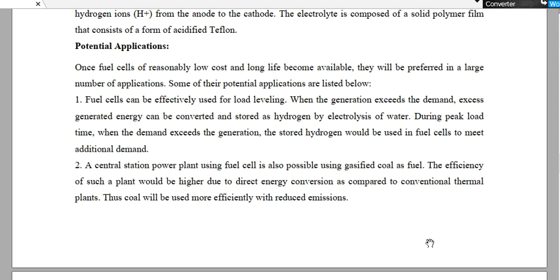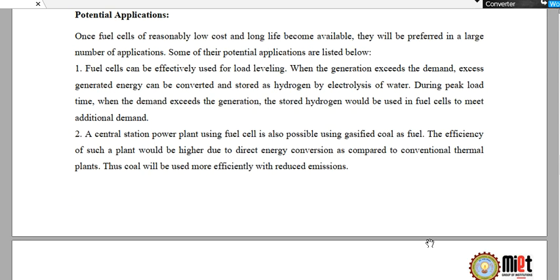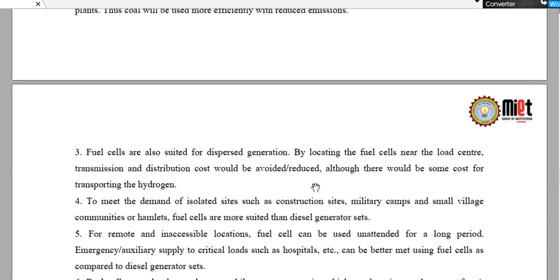So, in other words, we can conserve power generated by conventional methods to use it later in the form of fuel cells. Second is a central station power plant using fuel cell is also possible, in which gasified coal is used as a fuel. The efficiency of such a plant would be higher due to direct energy conversion as compared to conventional thermal plants. The coal will be used more efficiently with reduced emissions.